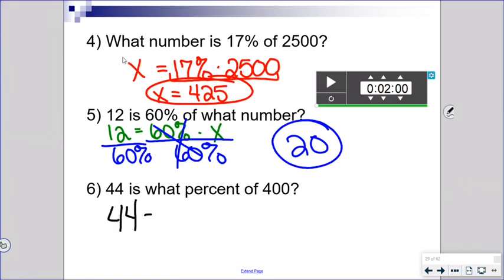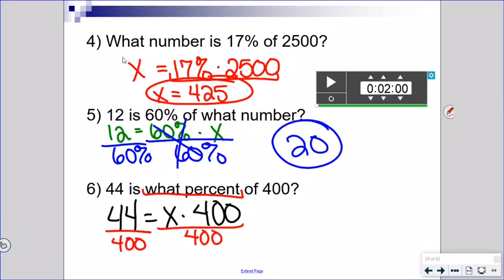Last but not least, that tricky one. 44 is what percent of 400? What percent? Which means in the end, I'm going to have to multiply by 100 because it's saying what percent. If you need to put that as a note, whenever it says what percent, multiply your final decimal by 100, make sure you do that. Divide both sides by 400. X is going to end up equaling 0.11. But take that, multiply that by 100, and you get 11%. Okay?